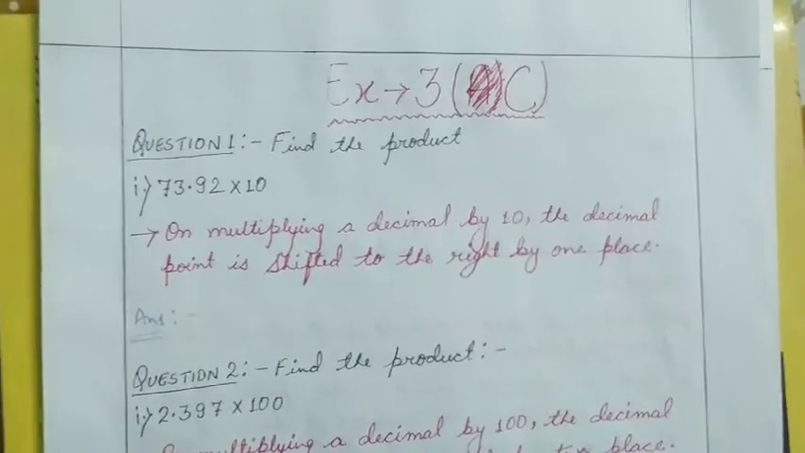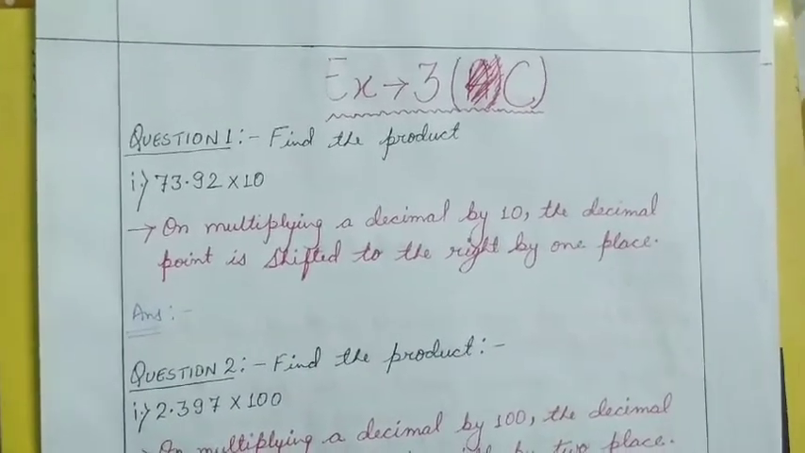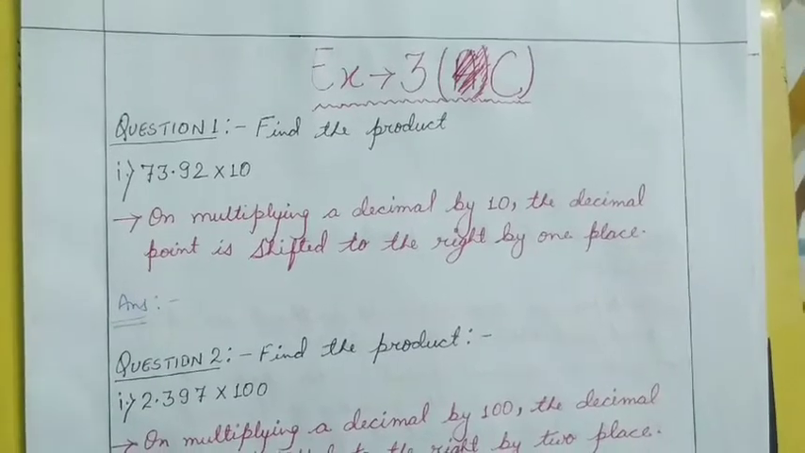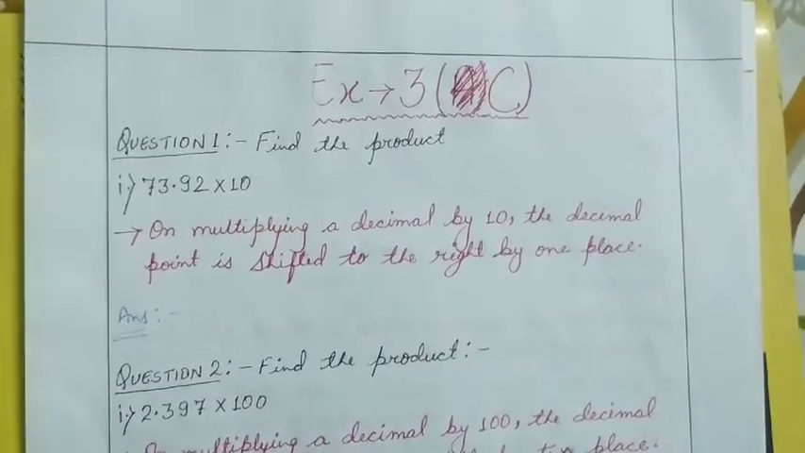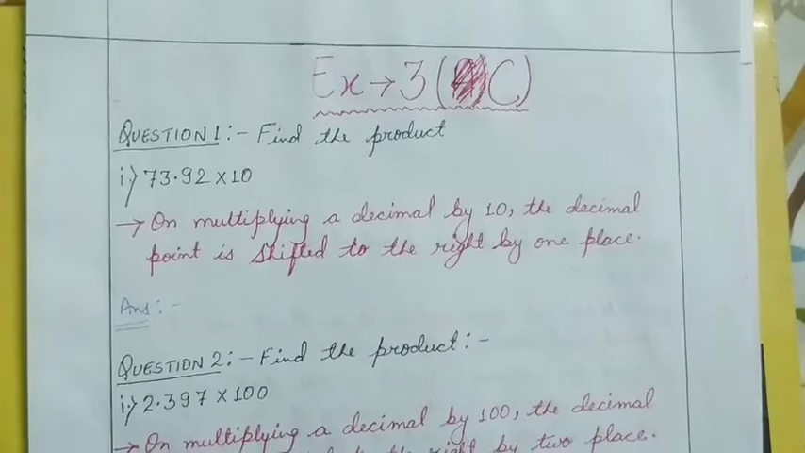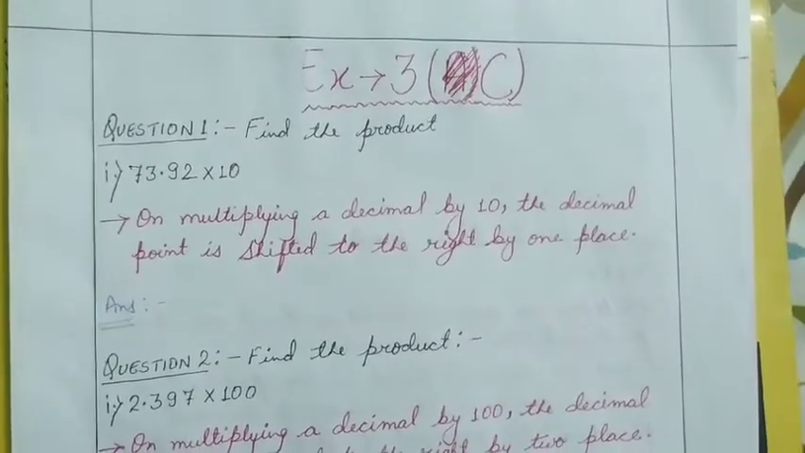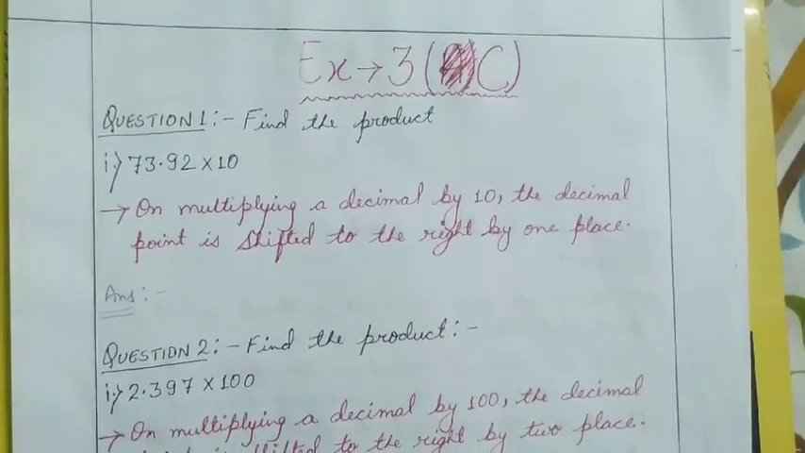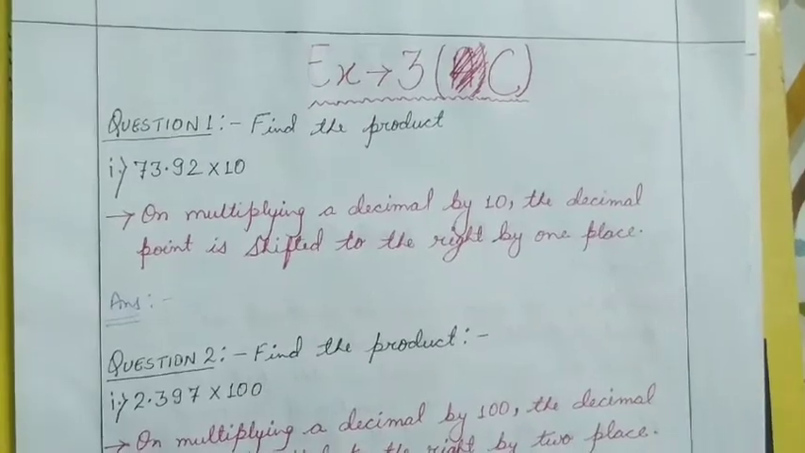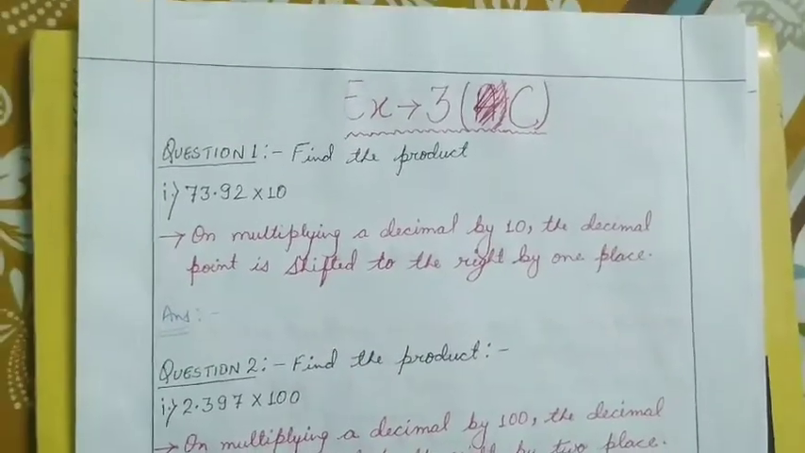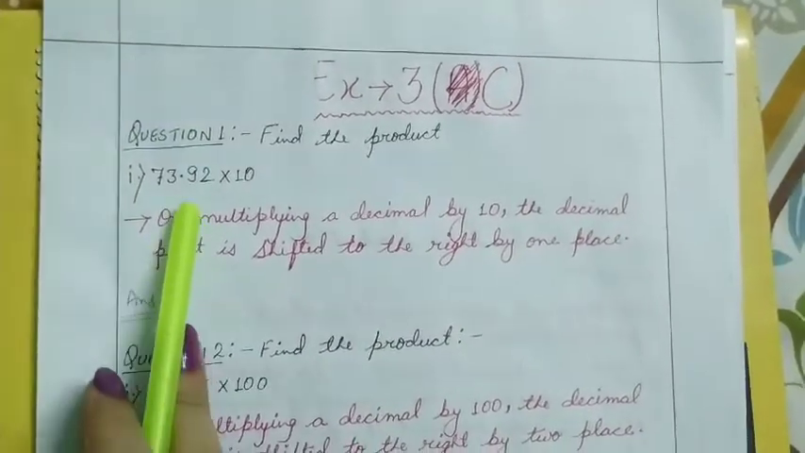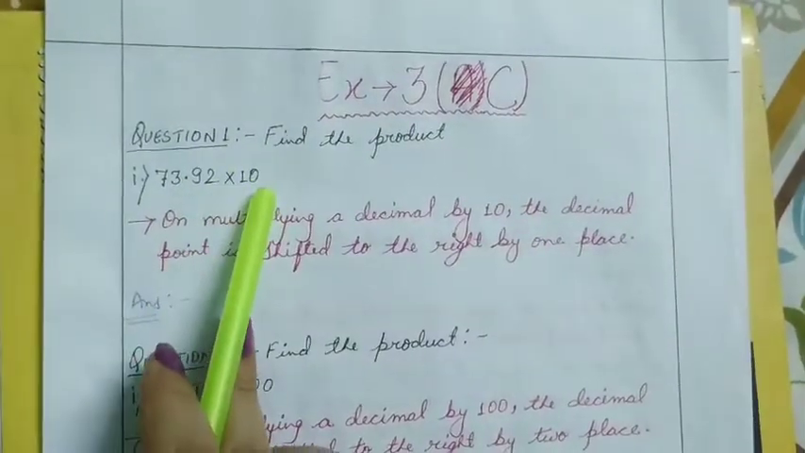The chapter name is Decimal. So in this class, we are going to start our exercise 3C. In this exercise, all the questions are based on multiplication of decimal numbers. And question number 1 is, find the product 73.92 into 10.